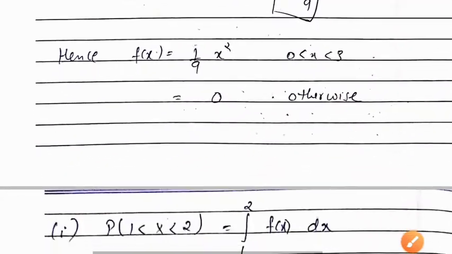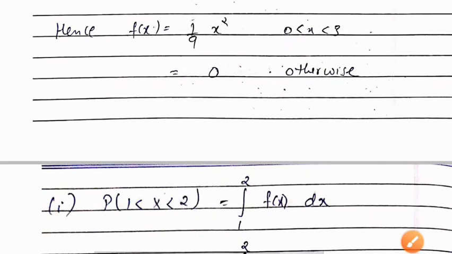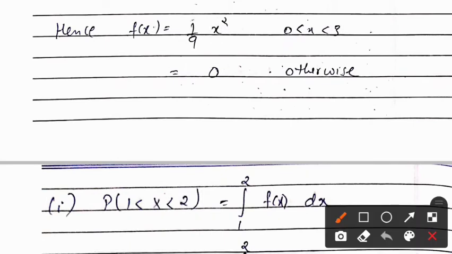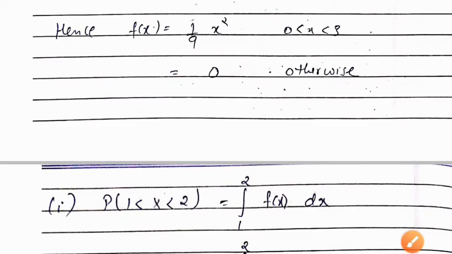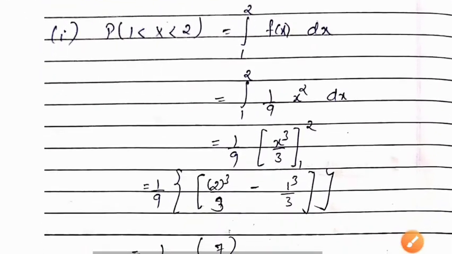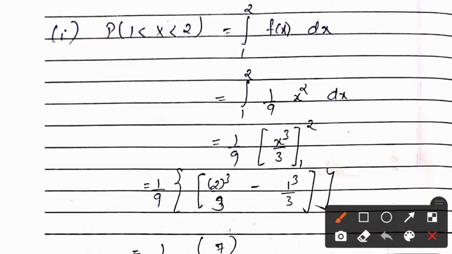So your function is finally here f(x) equal to 1 by 9 x square in the limit 0 to 3, and elsewhere your function is 0. Now we will start finding one by one values.